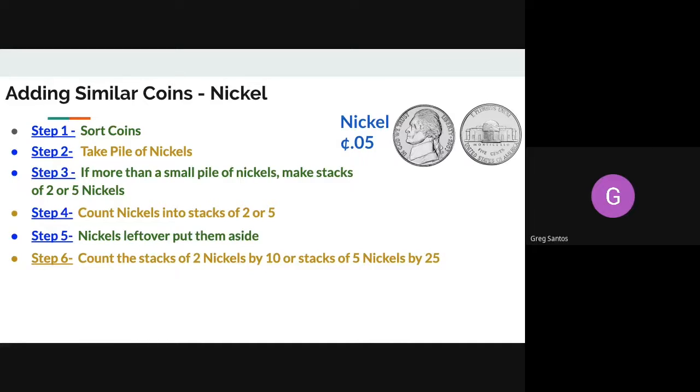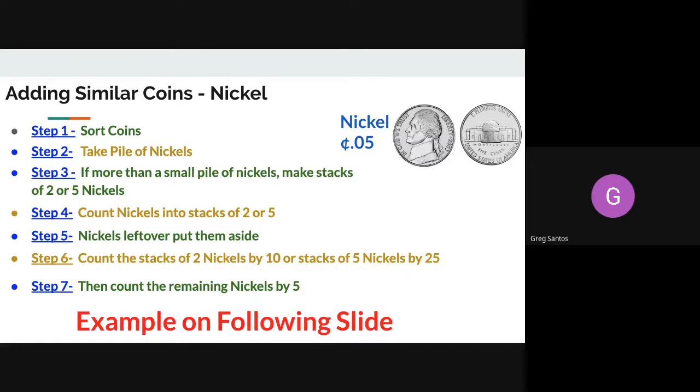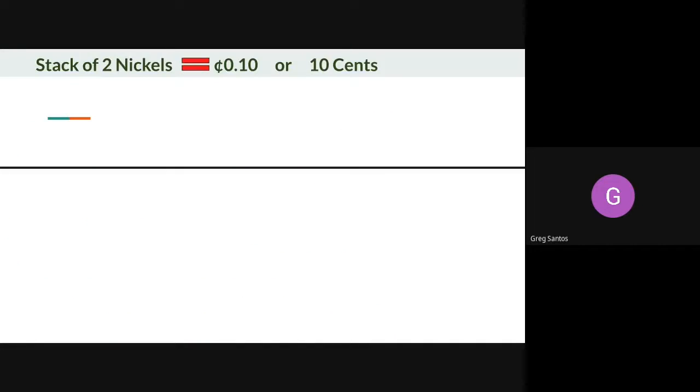All right. Step 6 is we're going to count the stacks of 2 nickels by 10, because each nickel is worth 5 cents. So we have 2 nickels, that's 10 cents. And stacks of 5 nickels, we're going to count by 25. So a stack of 5 nickels will equal 25 cents. Step 7, just like the pennies, we'll count the remaining nickels by 5, so worth 5 cents.